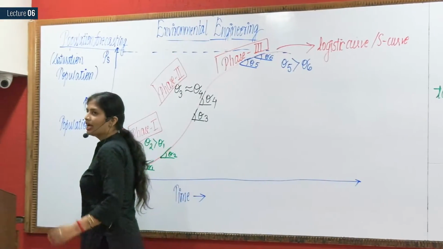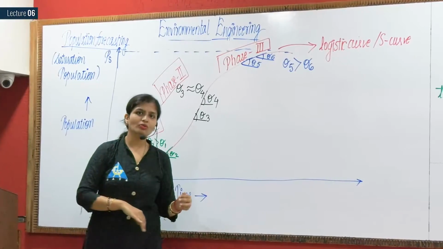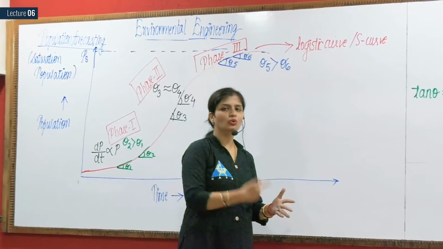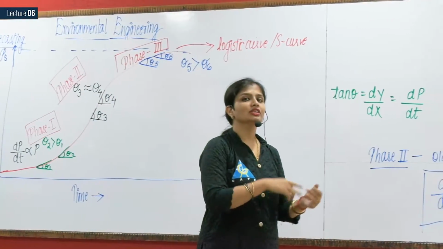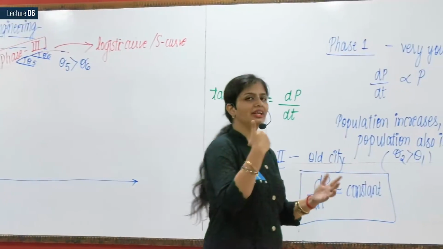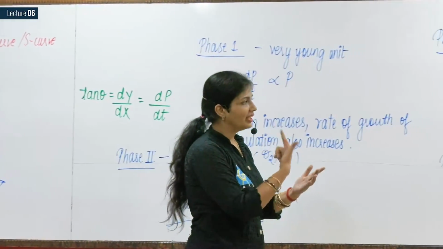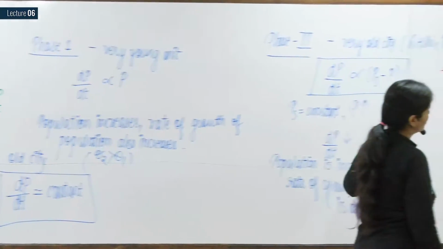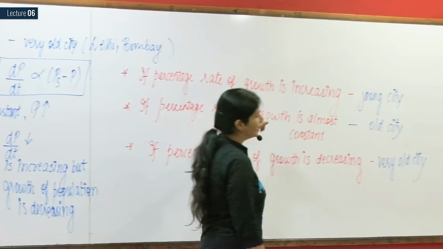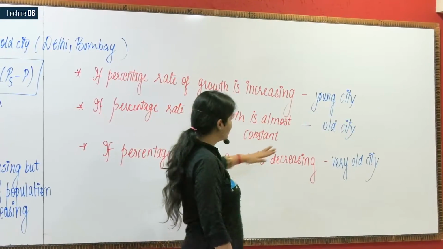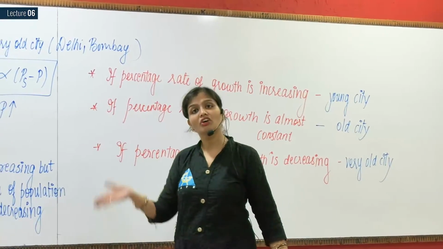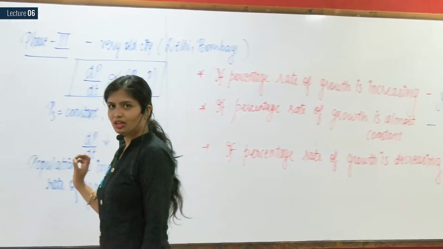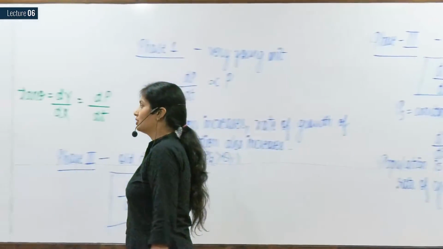Now, in a question, they'll tell you whether it's a young city, an old city, or a very old city. So keep in mind: if the rate of growth of population is increasing, it is a young city. If the percentage rate of growth is almost constant, then it is an old city. And if the percentage rate of growth is decreasing, the population is still increasing, but the rate of growth is decreasing, then we are talking about a very old city.